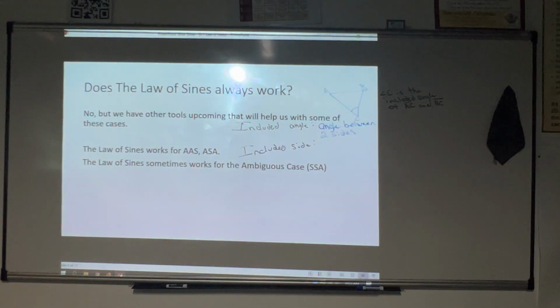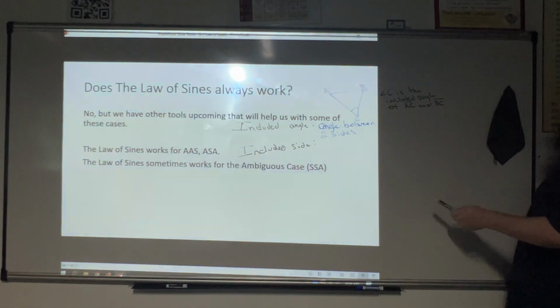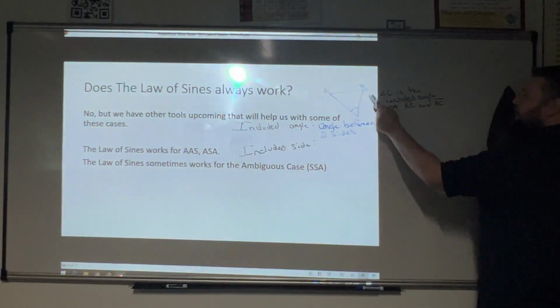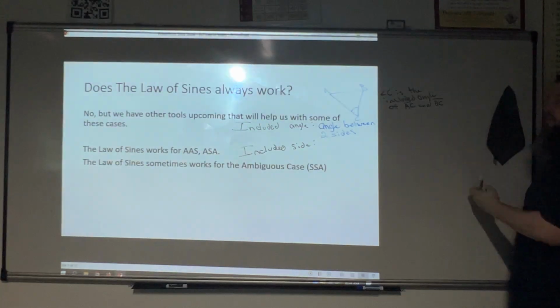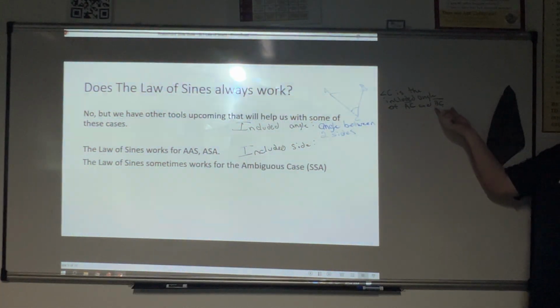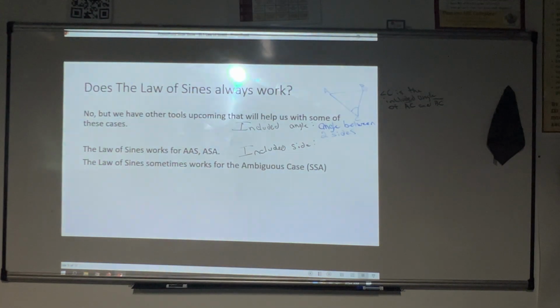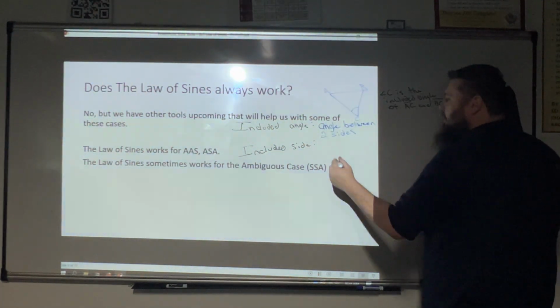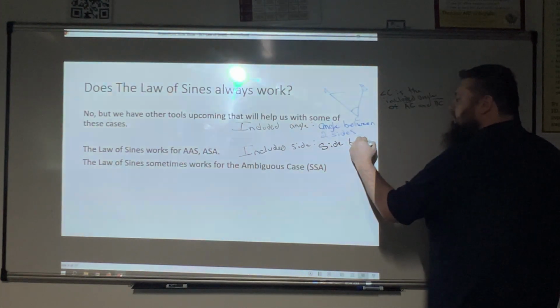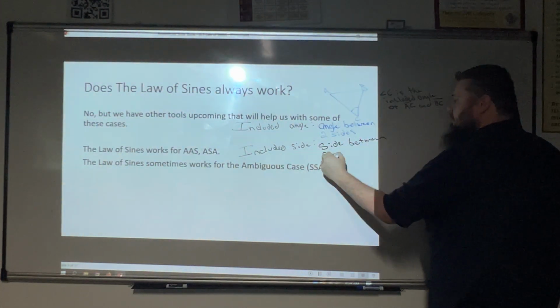Keanu, I just want to make sure we see here that the included angle is the angle between two sides. So angle C is the included angle of AC and BC. What does this line segment and this line segment have in common? C. That means they touch at C. That's all I want you to know. Now, included side is the same thing, but now it's the side between two angles.